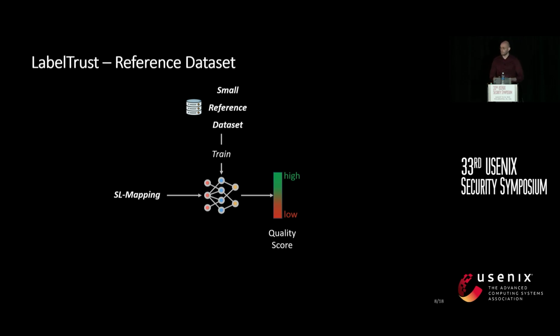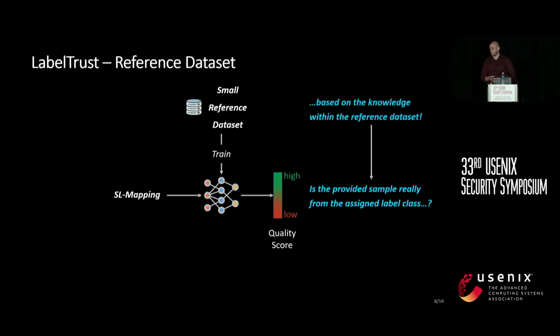So this model essentially answers the question, is the provided sample really from the assigned label class? And this question is answered based on the knowledge that is within the reference dataset. So if some sample is not represented by other samples in the reference dataset, of course, the score will be low.